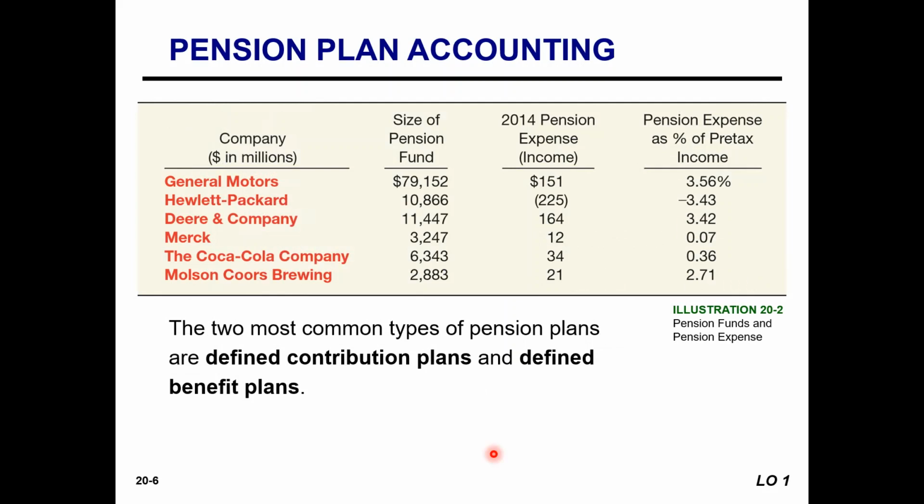Here's an illustration of some companies: General Motors, Hewlett Packard, Deere Company, Merck, the Coca-Cola Company, and Molson Coors Brewing. The size of their pension fund in millions. So General Motors pension fund is like $79 billion. The two most common types of pension plans are defined contribution plans and defined benefit plans.